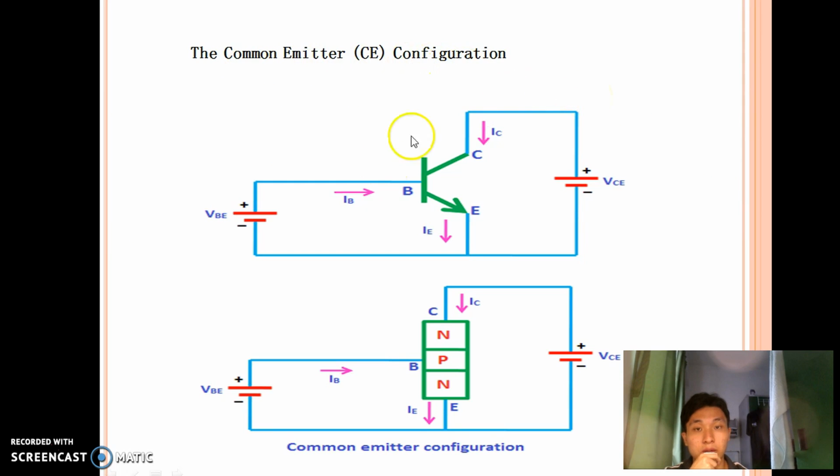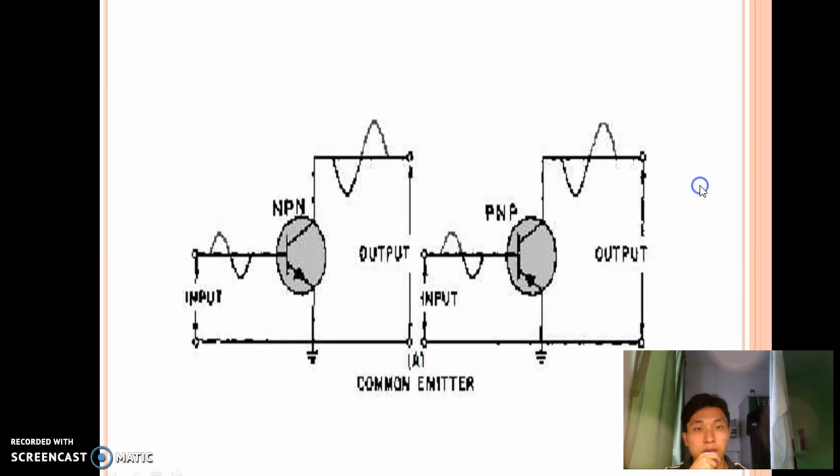Okay, the second topic is the common emitter configuration. As we can see from the figure, the base and the common emitter are the input terminals, and the collector terminal is the output terminal. Simply put, the common emitter is an inverting amplifier circuit, and the output signal has a 180 degree phase shift relative to the input signal. Here is the figure. As we can see, the input and the output are totally inverted, 180 degrees.